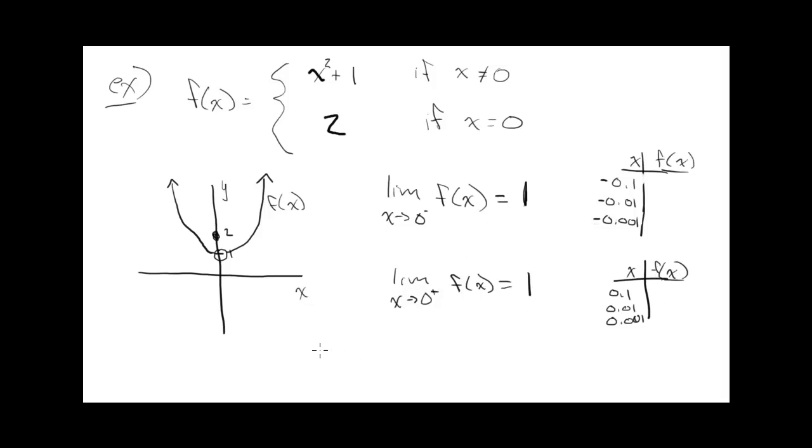So notice the left and right limit are equal. So therefore, the limit as x goes to 0 overall of f of x is equal to 1 because the left and right hand limits are the same. I'll write that: the limit as x goes to 0 from the left of f of x equals the limit as x goes to 0 from the right of f of x, which is equal to 1. So since they're both equal to 1, the overall limit equals 1. Okay, so when does it not exist?